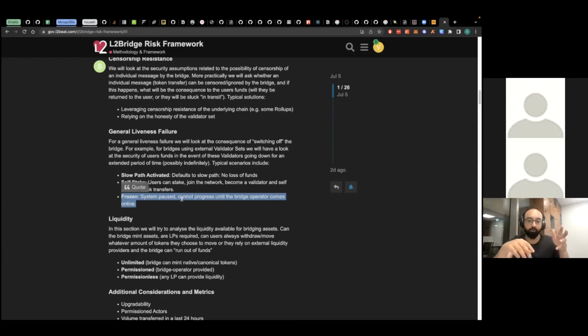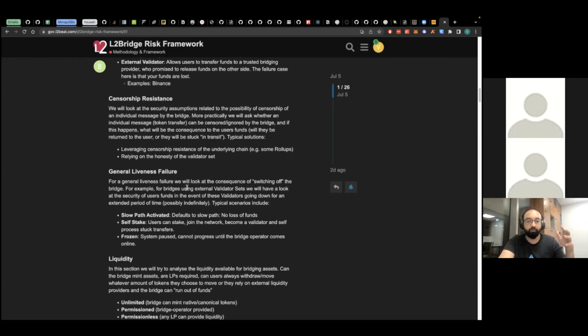Users will definitely lose money here, but who takes the money depends on whether it's a bridge hack or a system failure. If it's a bridge hack, the hackers take the money. If it's a system failure, no one gets the money, only the user loses this money, and this money is locked on contracts forever, right? So I think we will highlight these things as well in the general framework.